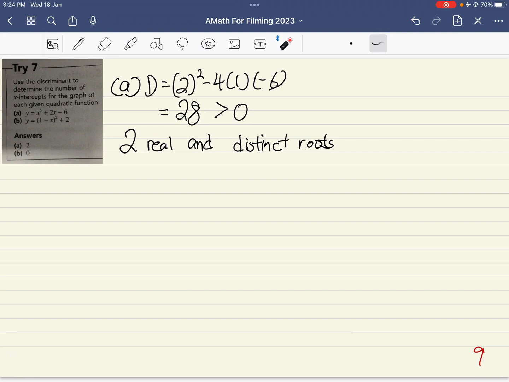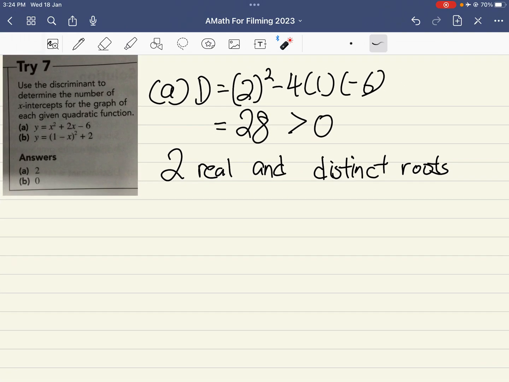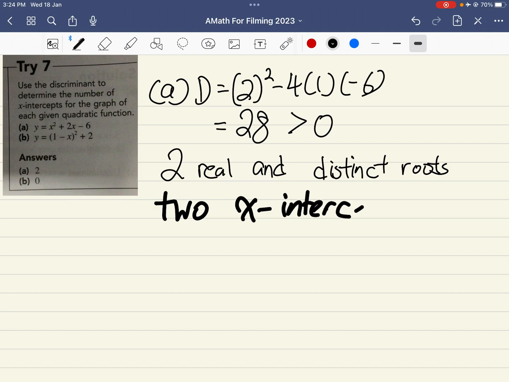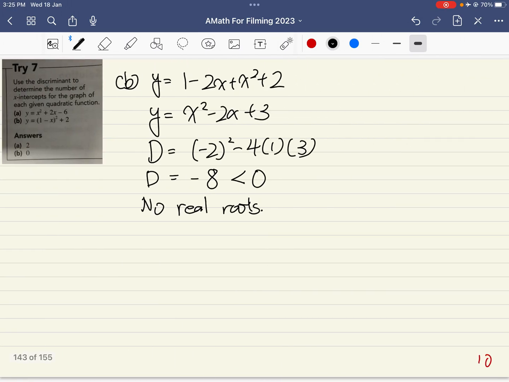For part A, if you have calculated your discriminant, b squared minus 4ac, you will find that your discriminant is equal to 28, which is greater than 0. So now you have two real and distinct roots, so there will be two x-intercepts. For part B, once you have expanded, you will find that your discriminant D is negative 8 and this is less than 0. This implies that there are no real roots and there are no x-intercepts.